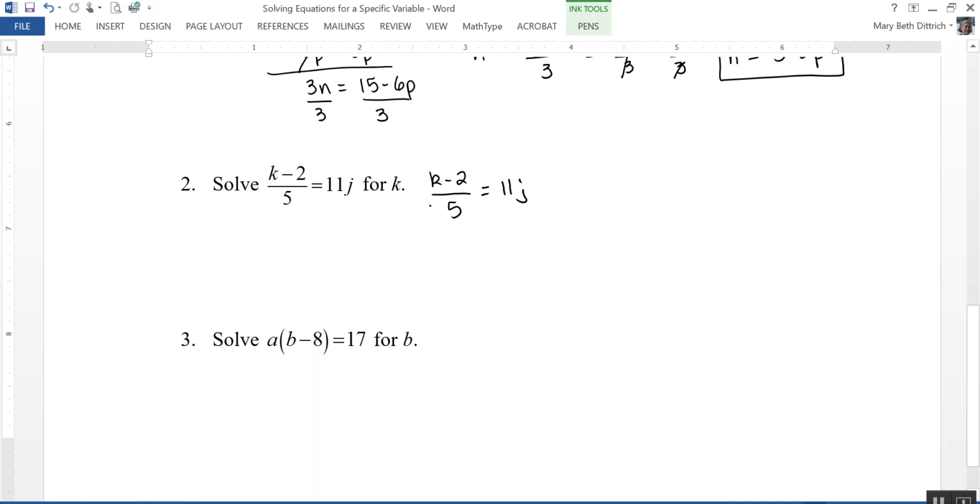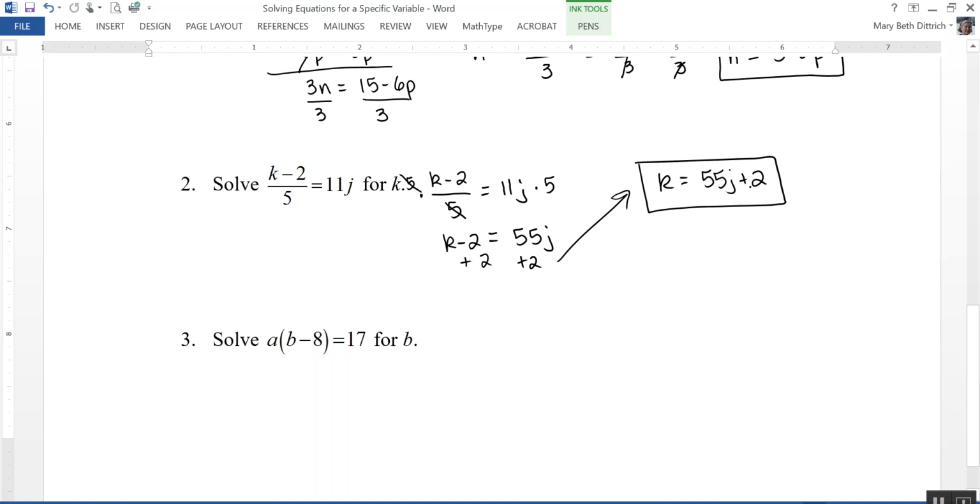Okay, so since it's being divided by 5, I want to multiply both sides by 5. So these 5's will cancel, and it leaves me with k minus 2 equals 11j times 5, which is 55j. And then I will add 2 to both sides. And that's going to give me, I'll go ahead and write it up here, that k equals 55j plus 2. So this is the equation solved for k in terms of j.